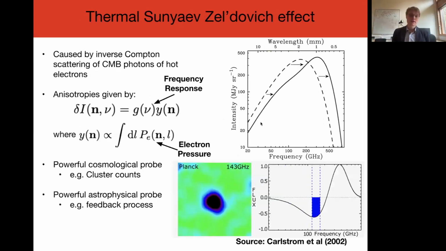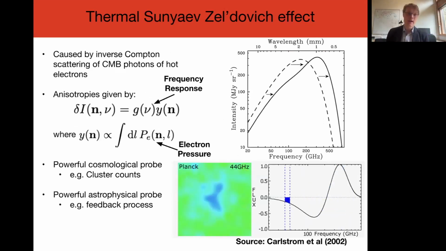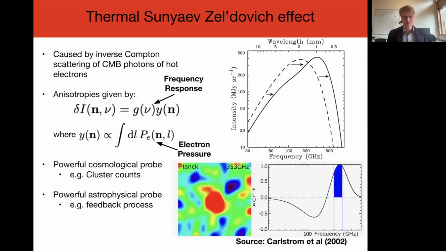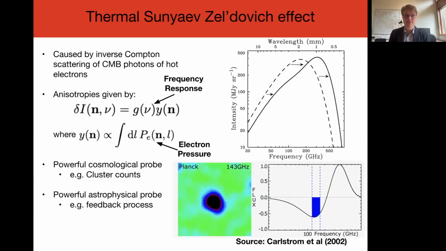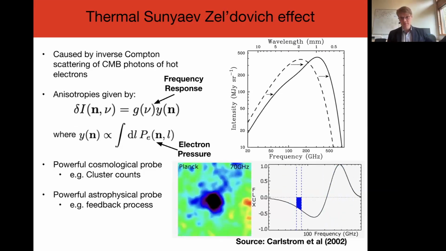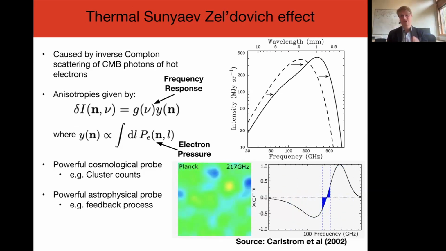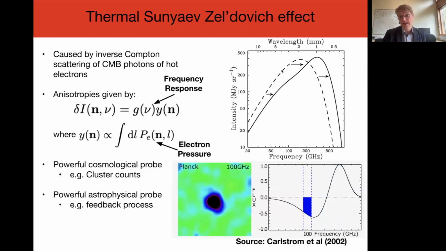So in our work, we are presenting a map of the Compton y anisotropies, which isolates the thermal Sunyaev-Zeldovich effect. The thermal Sunyaev-Zeldovich effect, or tSZ effect, is caused by the inverse Compton scattering of CMB photons off hot electrons. So a CMB photon propagating through the universe will interact with hot electrons, and it will gain energy and upscatter their frequency distribution to higher frequencies, as shown here.